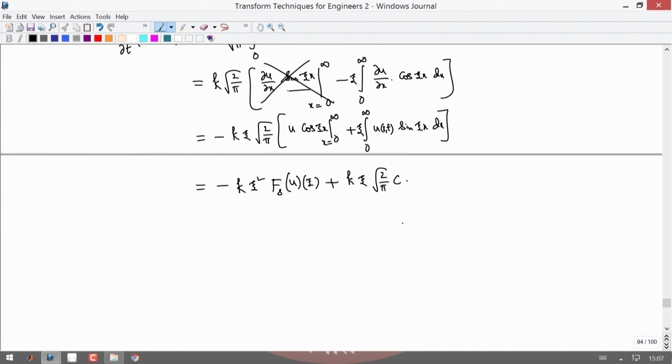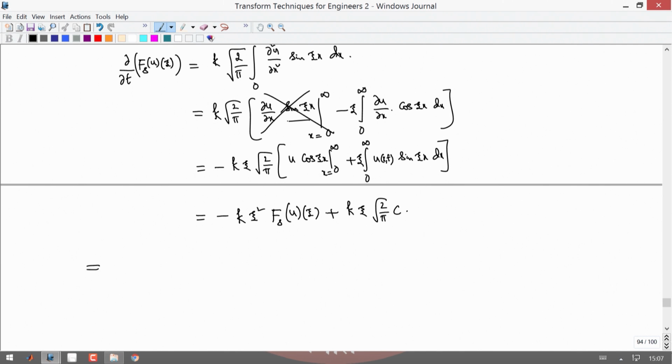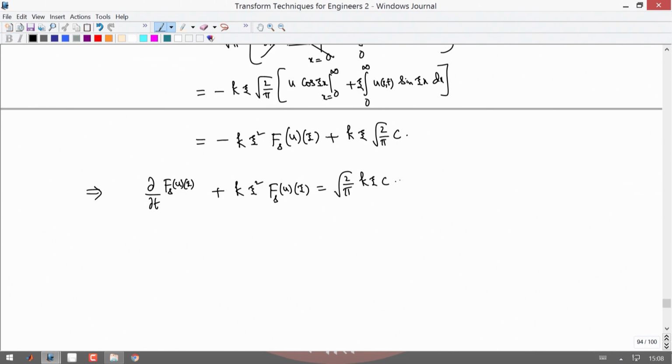So, what you end up with is this ordinary differential equation: ∂/∂t of F_s[u](ξ) plus kξ² F_s[u](ξ) equals root 2 by pi times kappa ξ C. Okay, so this is your ordinary differential equation.